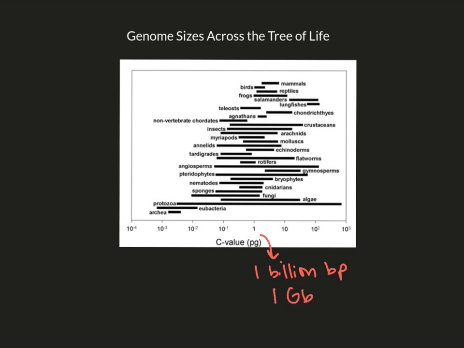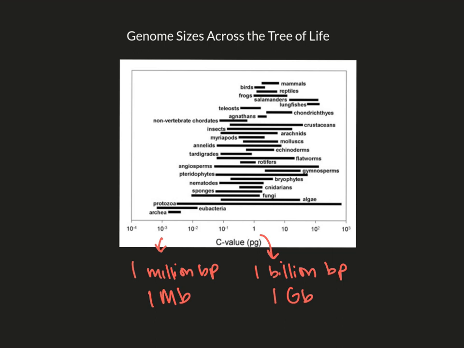Now on this scale of powers of 10, 10 to the minus 3 would be 1 million base pairs, or 1 megabase, which is another way of saying the same thing. On the y-axis, you see all of these different organisms, moving from top to bottom in order of complexity. You have single-celled organisms down here, and then organisms that have many different types of cells and are more complex.